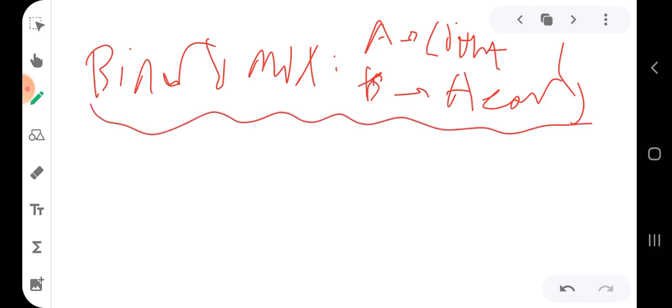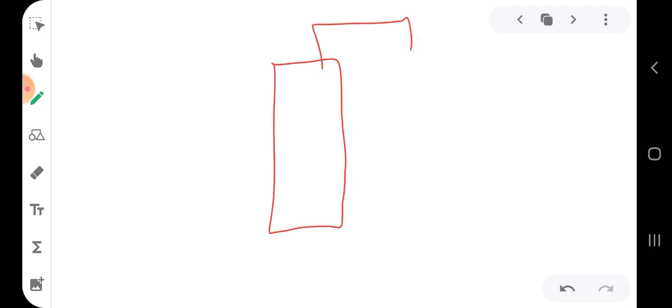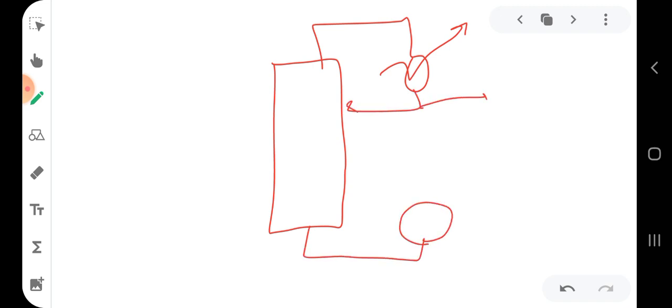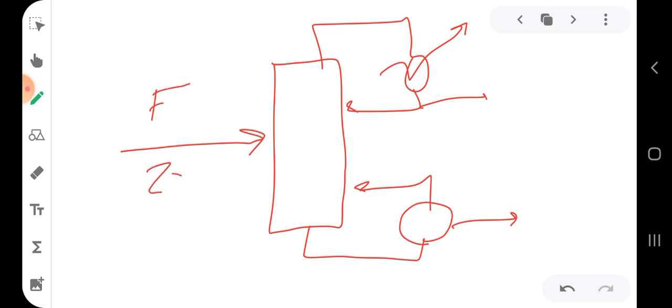But when it comes to a multi-component mixture, let me draw it in this way. Example, suppose you have this one. This is the condenser, and this is the reboiler, and this is your feed. So you have a feed with a composition, you have a distillate with a composition, and you have a waste with a composition of the waste.